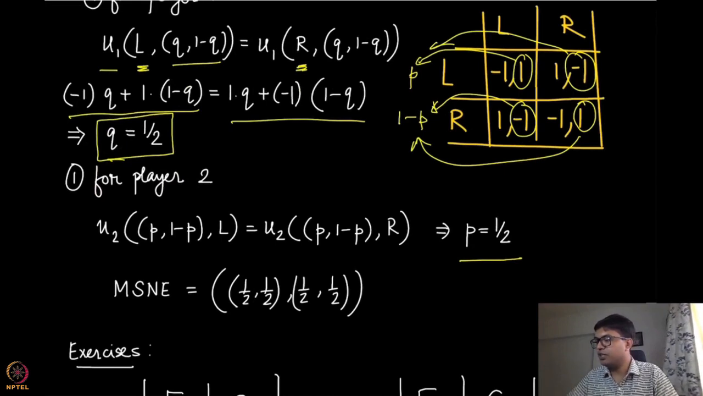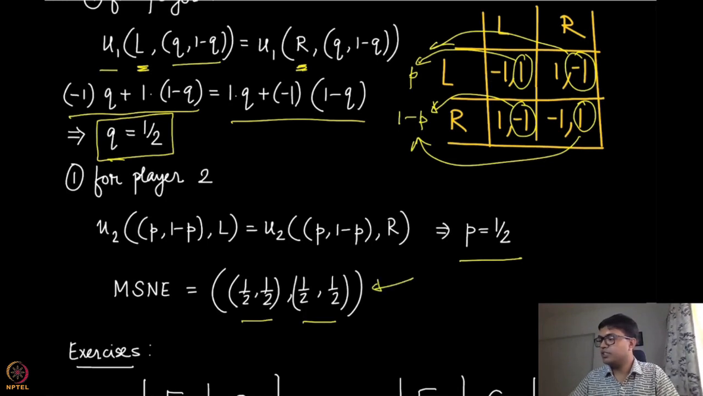So therefore, the mixed strategy Nash equilibrium. This is the unique number which satisfies both the necessary and sufficient conditions of mixed strategy Nash equilibrium. Therefore this half and half for both these players is a mixed strategy Nash equilibrium. And that is how we found the mixed strategy Nash equilibrium for this penalty shootout game. And there was no magic there.